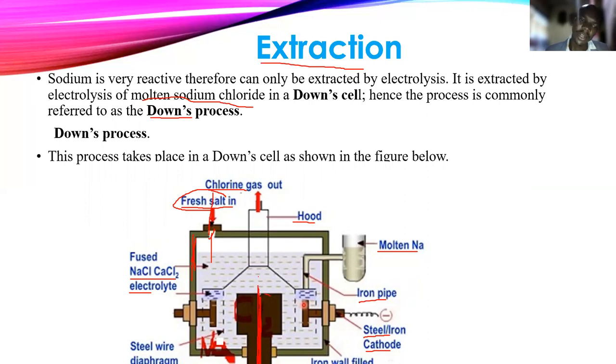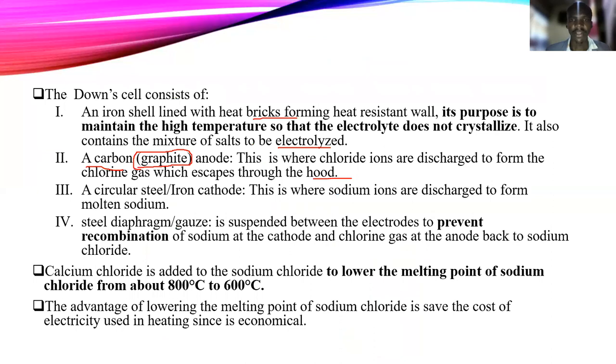So in this anode, we have said that it is where the chloride ions are discharged to form the chlorine gas, and the chlorine gas now escapes through this hood. And it should not be allowed into the atmosphere, because it is very poisonous. Chlorine is a very poisonous gas when inhaled.